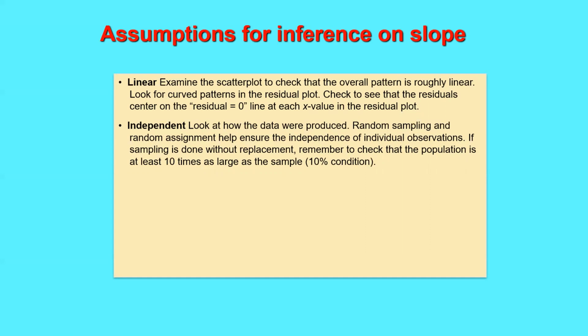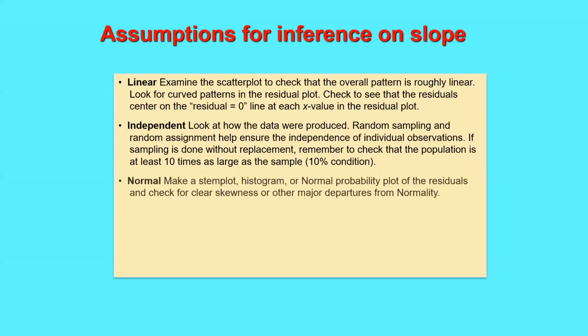Sampling is done without replacement. Remember to check that the population is at least 10 times as large as the sample. Make a stem plot, a histogram, or a normal probability plot of the residuals, and check for clear skewness or other major departures from normality.